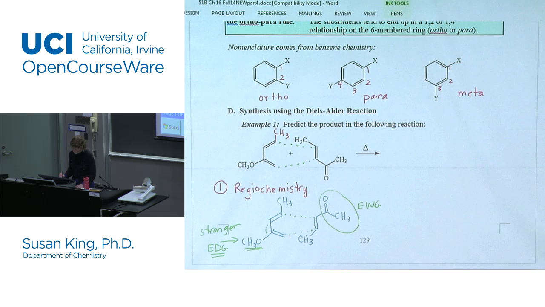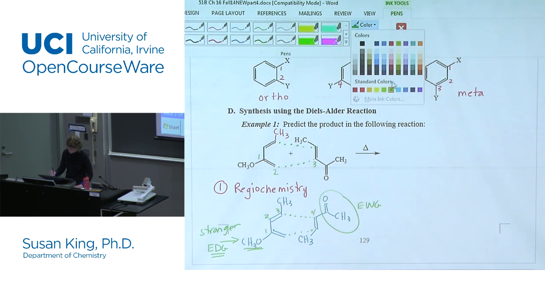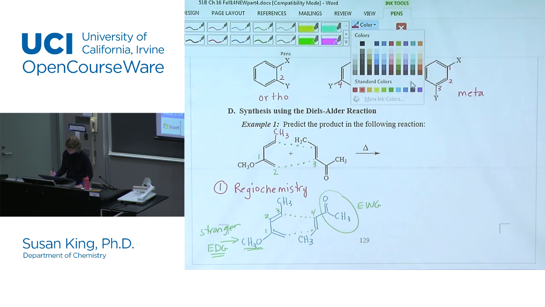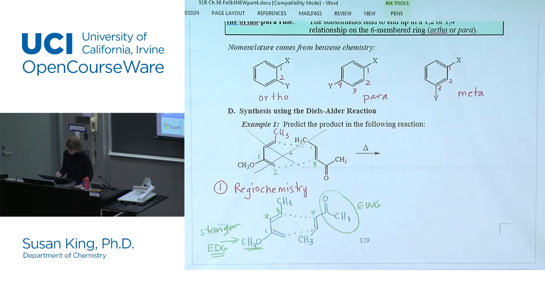What's the relationship? 1, 2, 3, 4. That's what it would look like there. That's good, that's para, right? Over here, this would be 1, 2, 3. That's meta. We're not going to get meta. Okay, so that's the regiochemistry. Now we need to do stereochemistry.